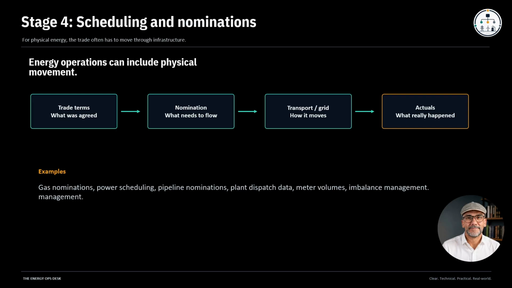In energy trading, a trade is not always just a financial transaction, right? There may be physical delivery involved. Depending on the commodity, this step may include nominations, scheduling, pipeline movement, power schedules, storage activity, energy cargo coordination, or logistics support, etc. The operational team needs to make sure that what was agreed commercially can actually happen operationally. This is where trading becomes real world. The trade is no longer just a number on the screen. It is connected to infrastructure, systems, timing, documentation, and operational constraints.